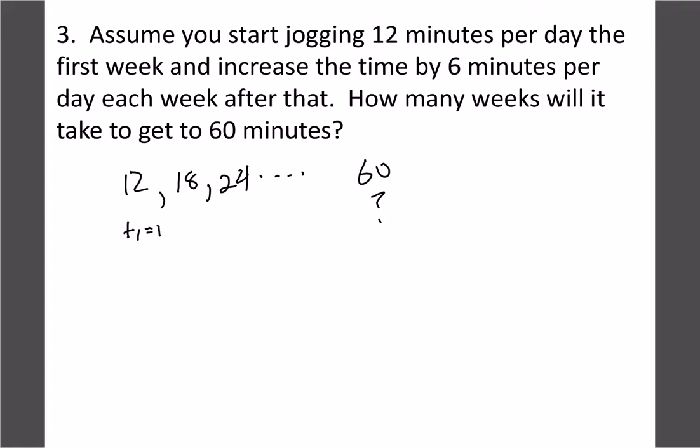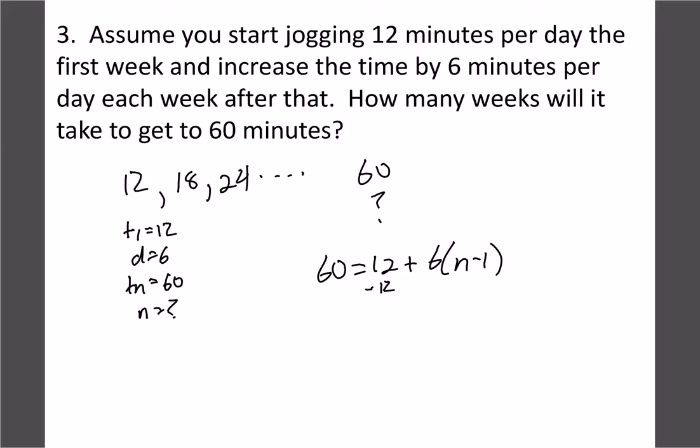Term 1 is 12, our D is 6, and our term N is 60. So we're looking for N in this case. Let's plug all that in. We'd have 60 equals 12 plus 6 times n minus 1. Now let's do the trick again. Instead of foiling it out, we can make it a little bit easier. Let's subtract the 12 first. So 60 minus 12 is 48.